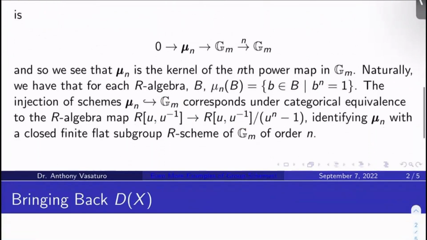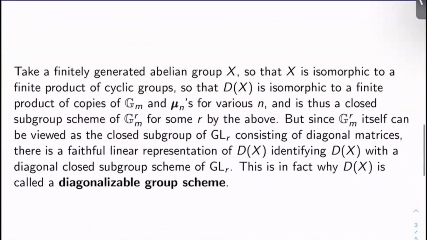Okay, let's just make a few comments here about D of X. Take a finitely generated abelian group X. Then you know from abstract algebra, X is isomorphic to a finite product of cyclic groups. This is the fundamental theorem. And so what that means is D of X is then isomorphic to a finite product of copies of G sub m and mu sub n's for various n, just by the above discussion.